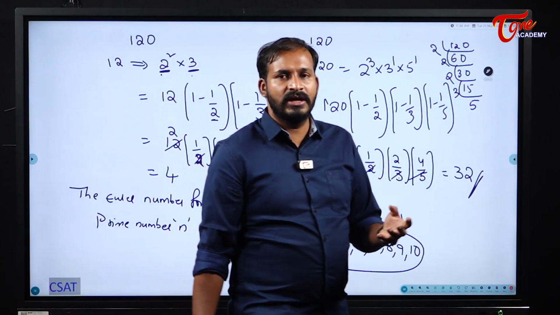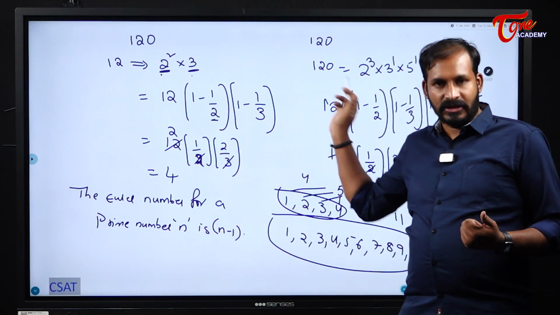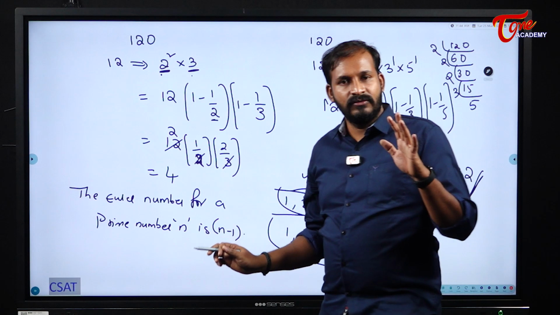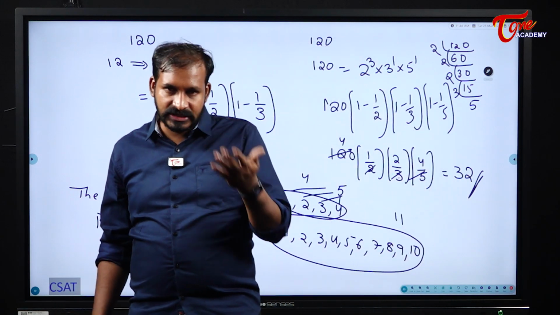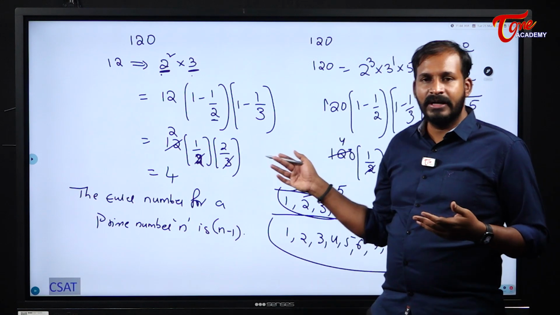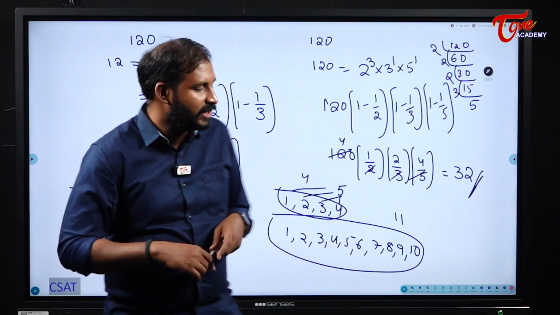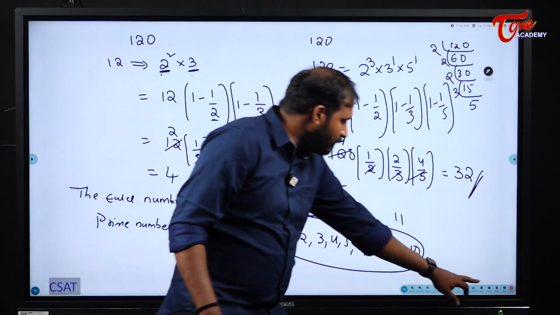If you want to find the Euler number for normal numbers, this is the process. Understood, students? The Euler number of a prime number will be one less than that number. This is the process to find the Euler number of normal numbers. Understood? Now come to our case.